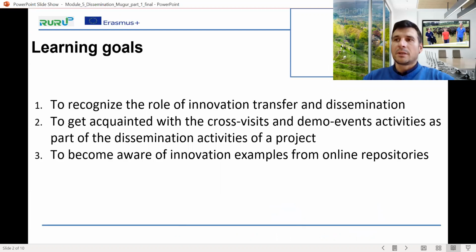Module number 5 is about how to recognize the role of innovation transfer and dissemination. This will be in the first presentation. The second learning goal is to get acquainted with the cross visits and demo events activities as part of the dissemination activities of a project. And finally, to become aware of the innovation examples from different online repositories.